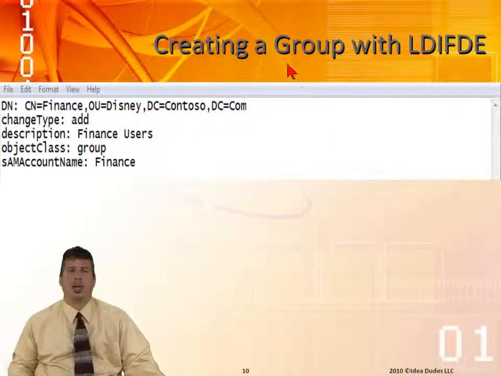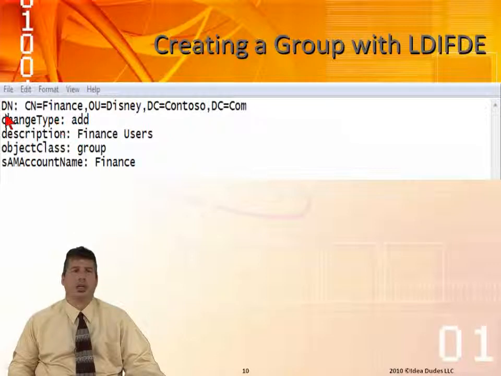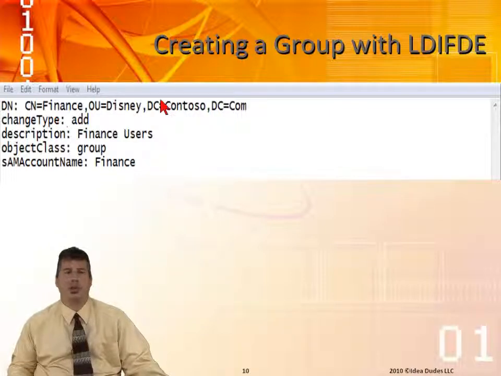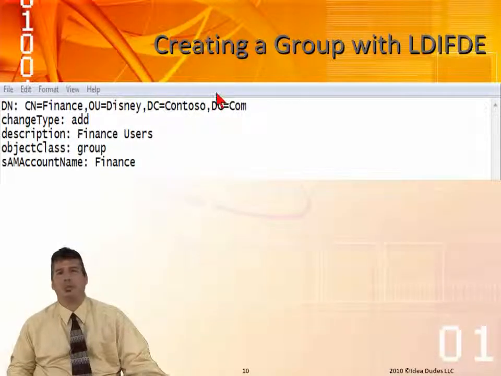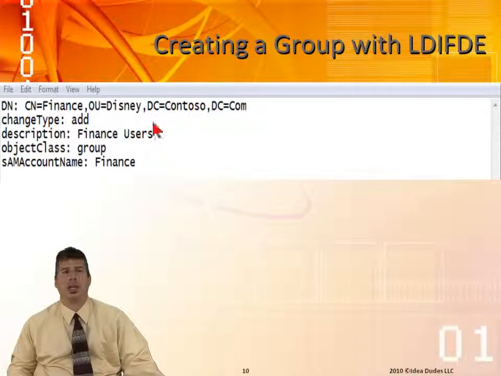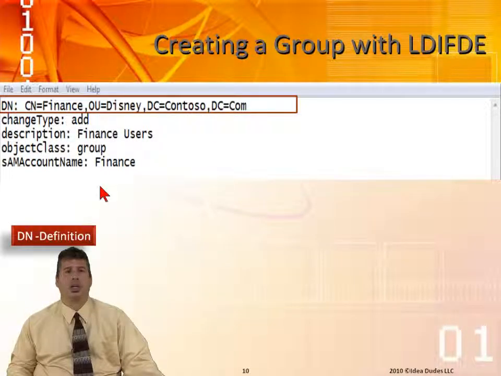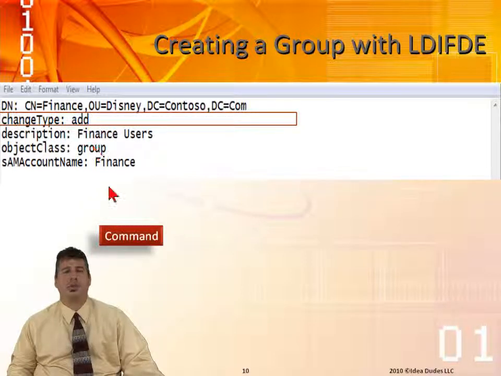So here we're creating a group with LDIFDE. We have DN, which is CN is equal to finance, so it's going to be a finance group. Where is it going to be located? Well, it's going to be an OU. Which domain? It's going to be Contoso, which is contoso.com. So we're doing the DN definition there. Then we're going to actually tell LDIFDE that we want to add a principal, or add this group to the OU.